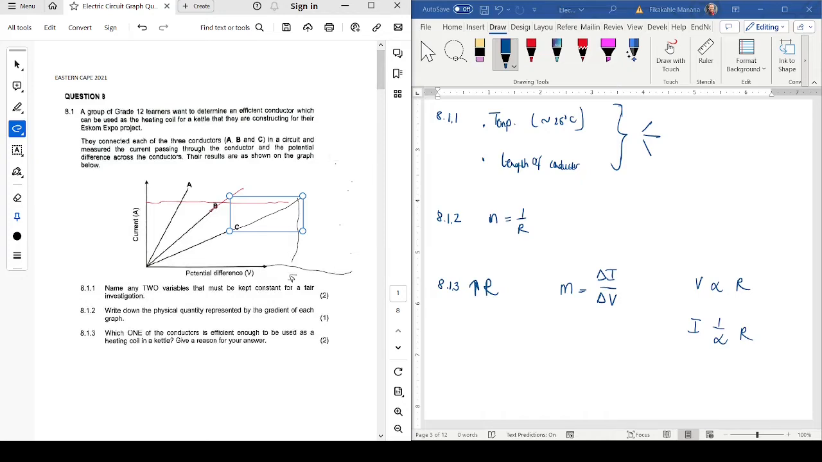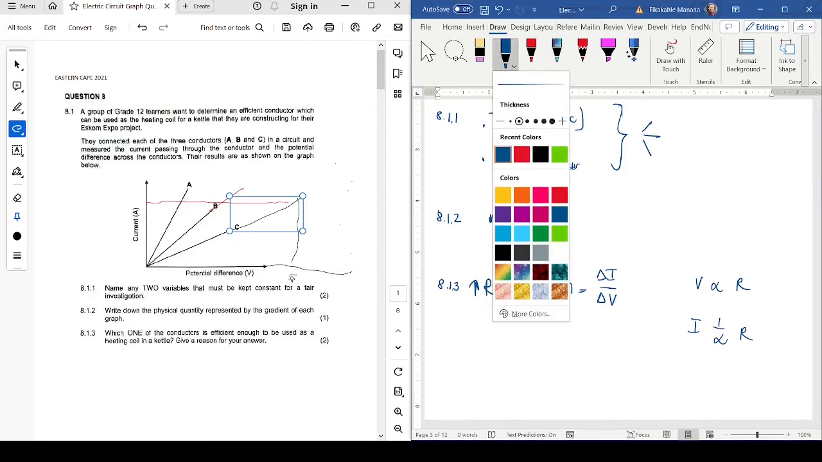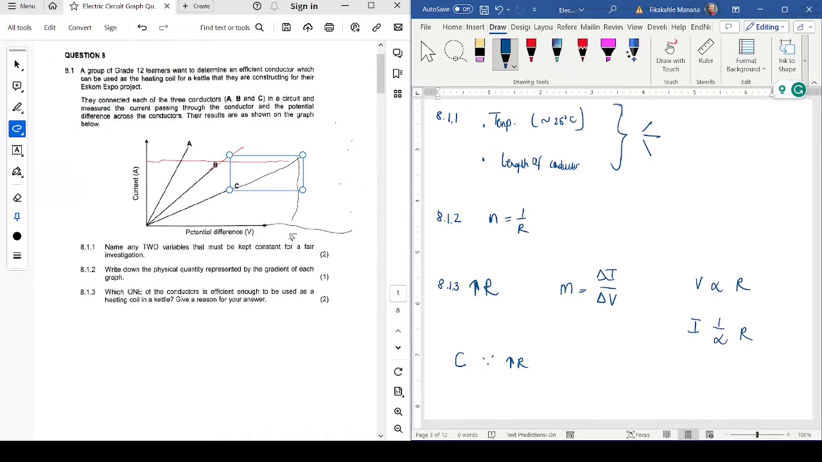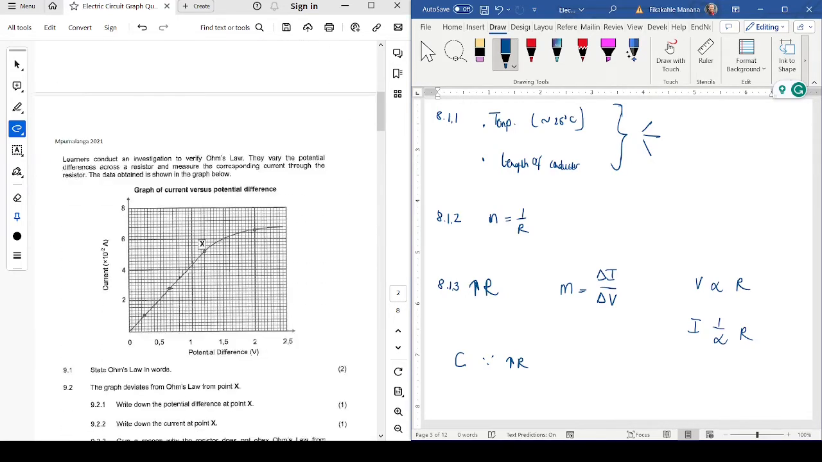So which one are we choosing? We are choosing C. And why are we choosing conductor C? It is because it has the highest resistance. Because it has the highest resistance, and we know that the higher the resistance of the conductor, the more heat is produced in the conductor if the current is constant. Okay, so that is question 8.